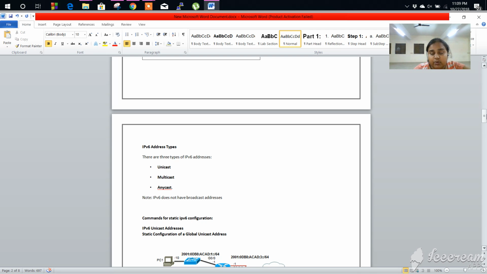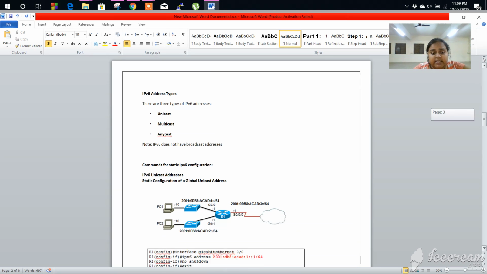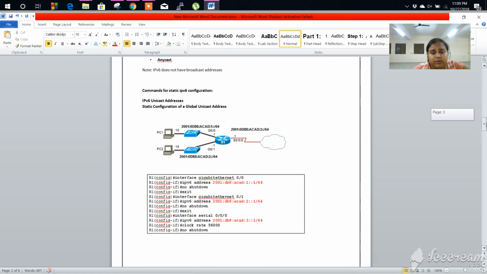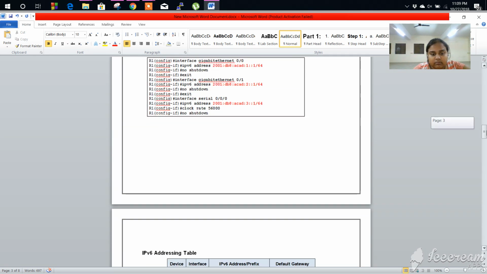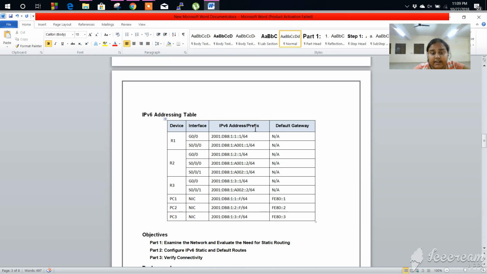First of all, this is the note we should keep in mind. Then the commands would be followed in such a way that we can make use of all these commands and configure the IPv6 address. Then this is the addressing table we are going to follow, and we assign the IP addresses to the required PCs as well as the routers. Here the switch is not configured in the IPv6 configuration.